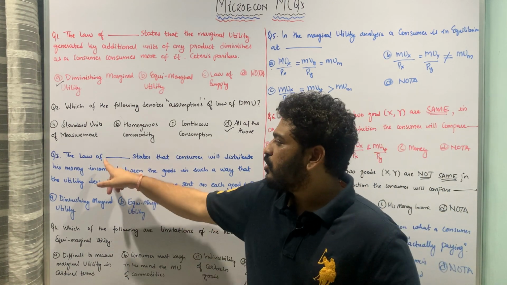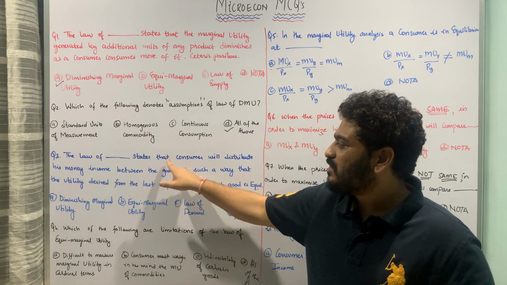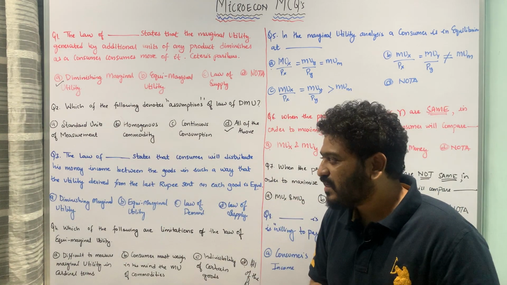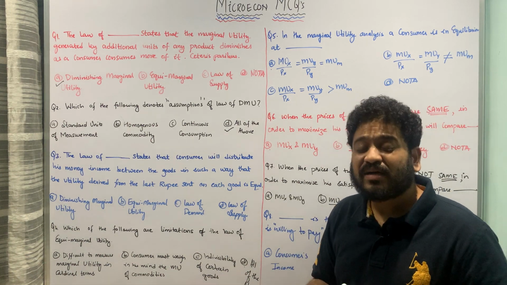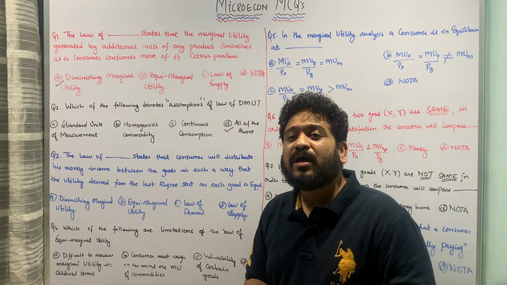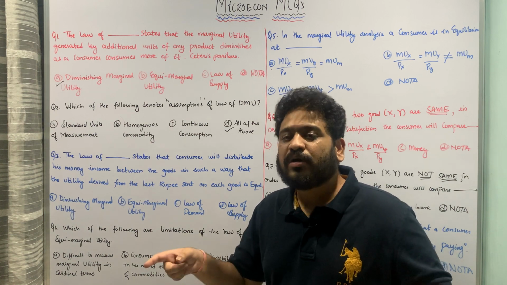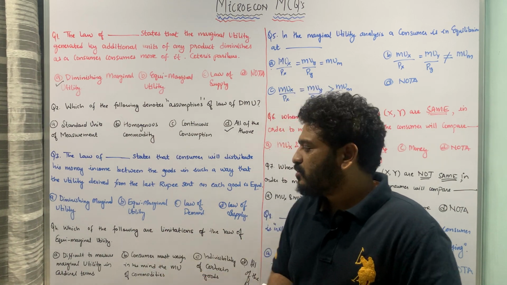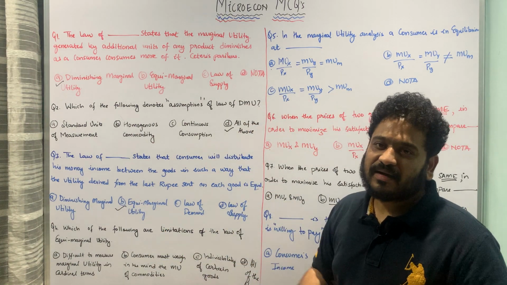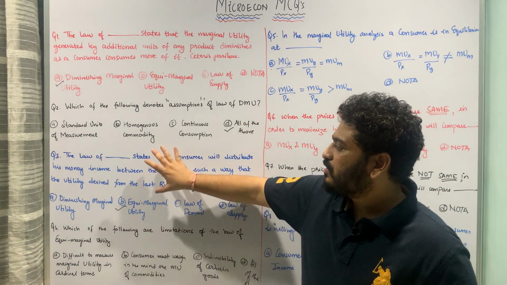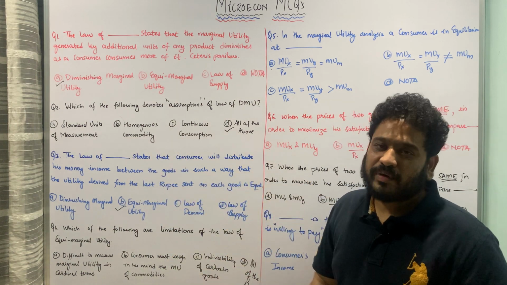So therefore the law of equi-marginal utility states that a consumer will distribute his money income between two goods in such a manner that the utility derived from the last rupee spent on each good remains the same or equal. So therefore option B, equi-marginal utility, is the correct answer to this particular question.